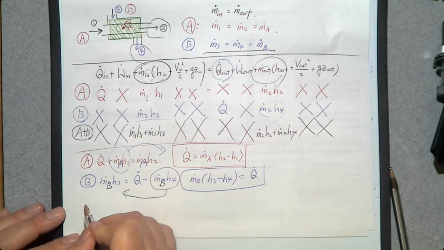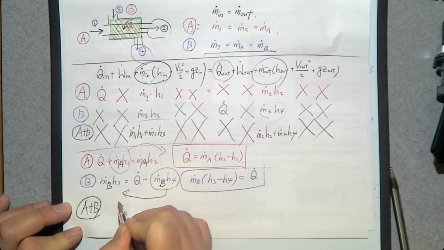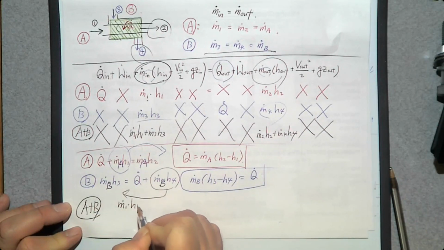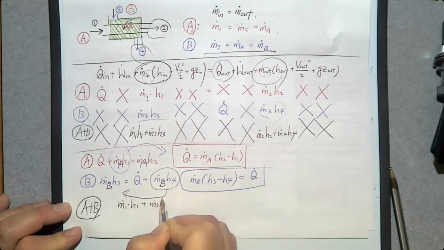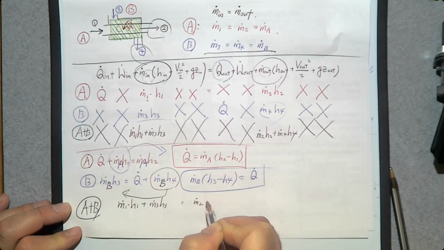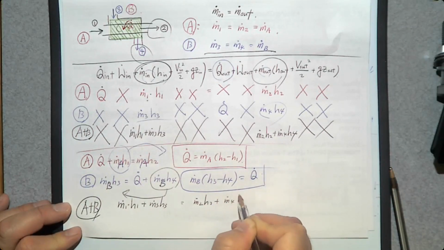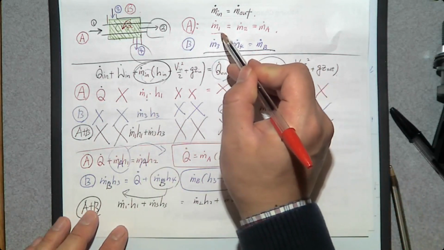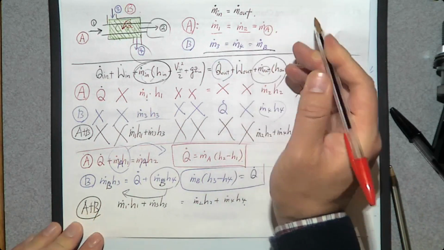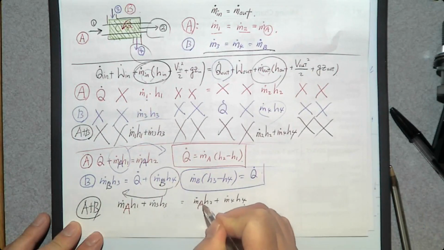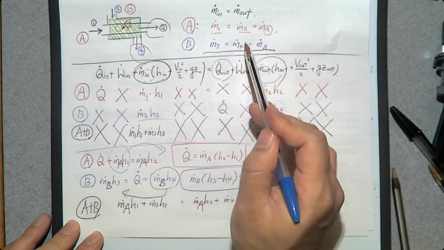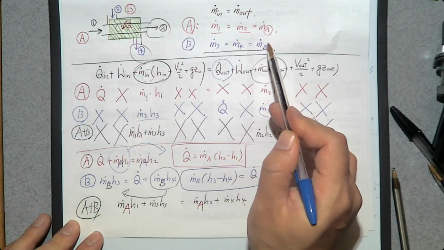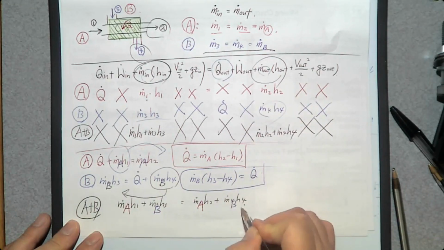So the energy balance equation, A plus B, is M dot number 1 H1 plus M dot number 3 H3 equals M dot number 2 H2 plus M dot number 4 H4. How many unknowns? 1, 2, 3, 4, 5, 6, 7, 8. Too many, right? So what can we do? We know M dot number 1 is the same as M dot number 2, so let's call it M dot of A. We know M dot number 3 is the same as M dot number 4, so let's call it M dot of B.